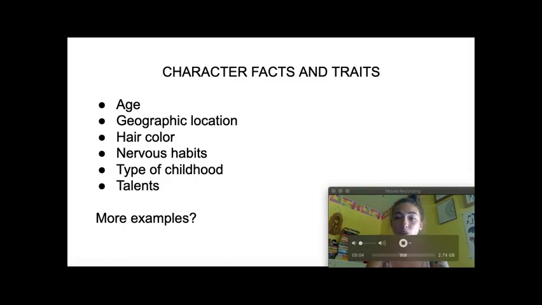Does anyone have any questions so far about characterization or what I mean about the categories of character facts that we're going to be looking at? Okay, so I'm going to give you guys a few minutes to work on that, to think about some characterization, and I'll write examples on the board as we continue to come up with them. And this should help you work on your character profile as we get into it as well.